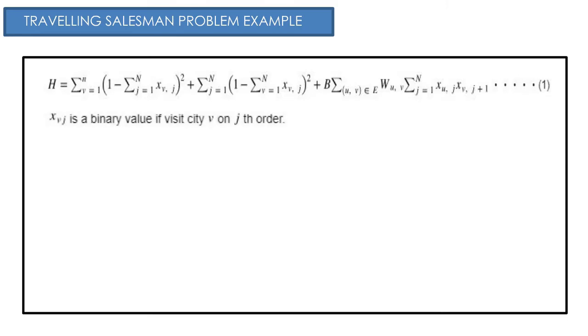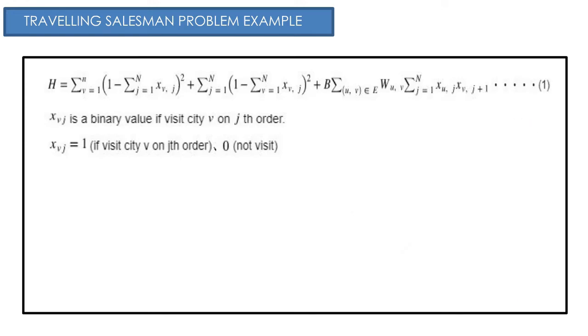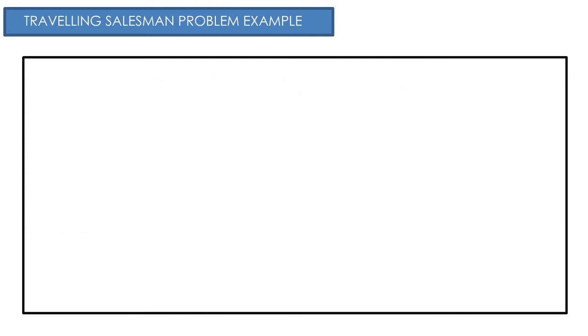XVJ is a binary value for visiting city V in the jth order. XVJ equals 1 only if city V is visited in the jth order, or else 0 if not visited. We need an n squared times n squared matrix for n cities. Since we have 4 cities, finally we need a 16 by 16 matrix. Similarly, we show XVJ as Qi. Let's number the cities A, B, C, D as this.